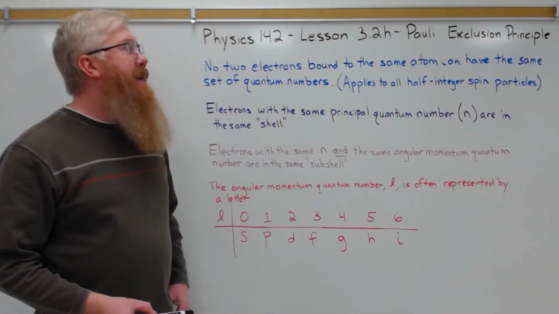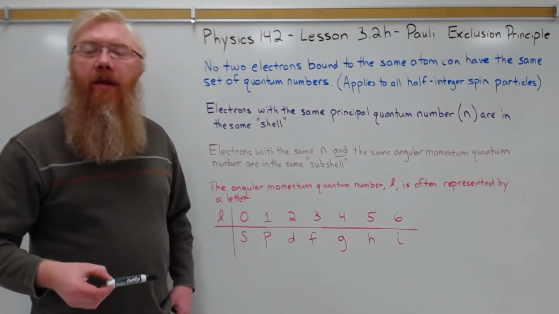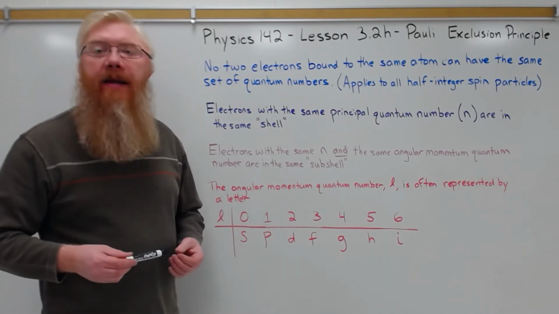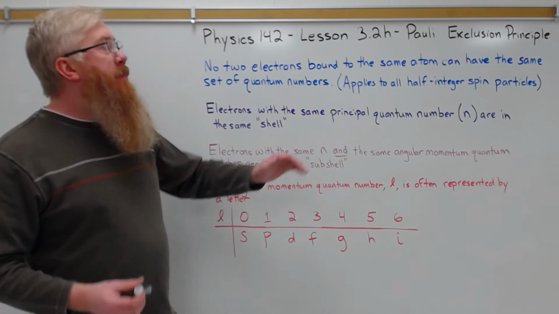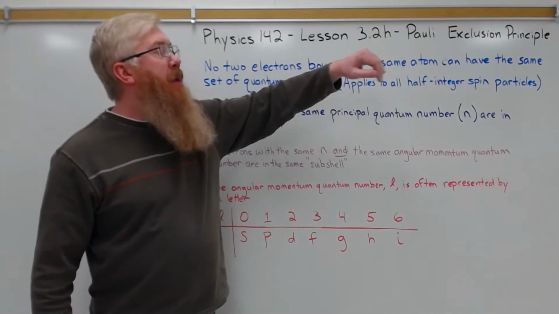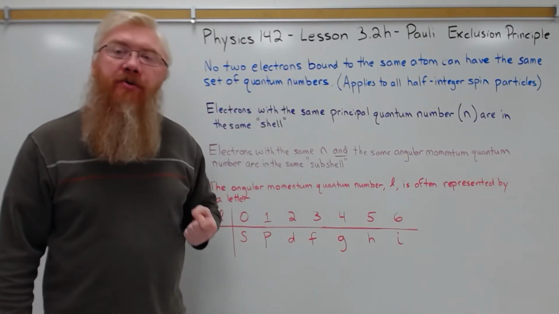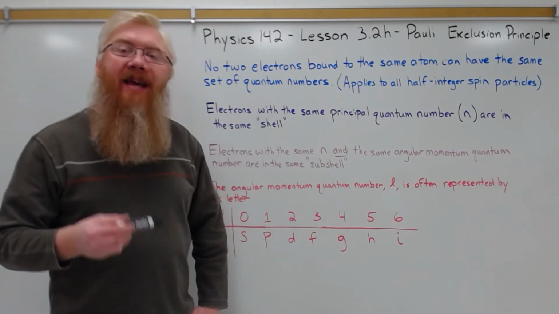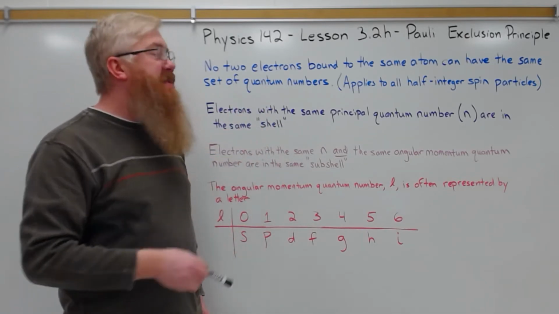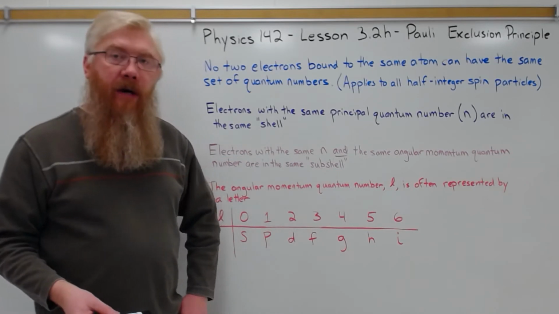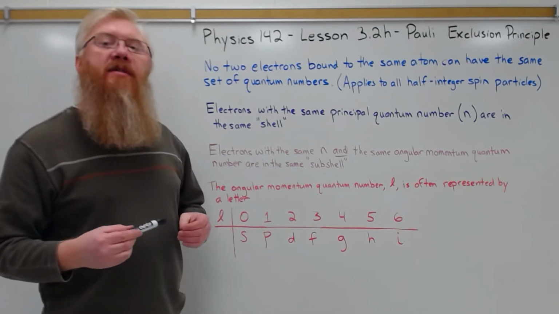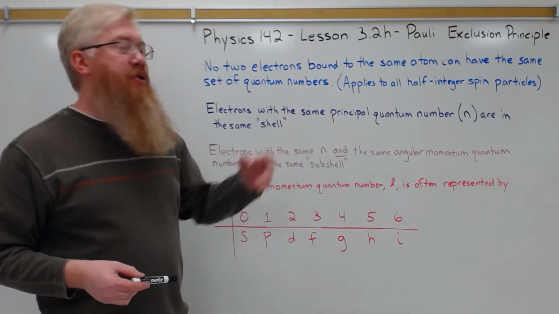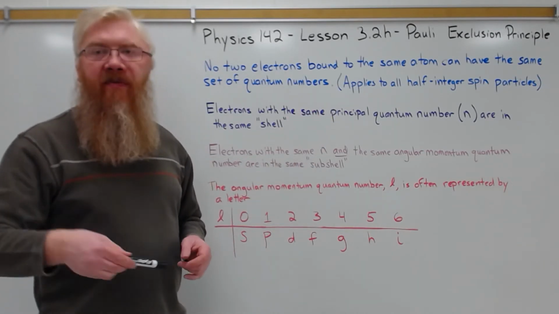Now looking at the principal quantum numbers that give the address of the electron in an atom. A discovery was made by Wolfgang Pauli called the Pauli exclusion principle, which states that no two electrons bound to the same atom can have the same set of quantum numbers. They have to be unique. Now this applies to all spin 1/2 particles, or spin half integer particles, spin 3/2, spin 5/2, and so on.